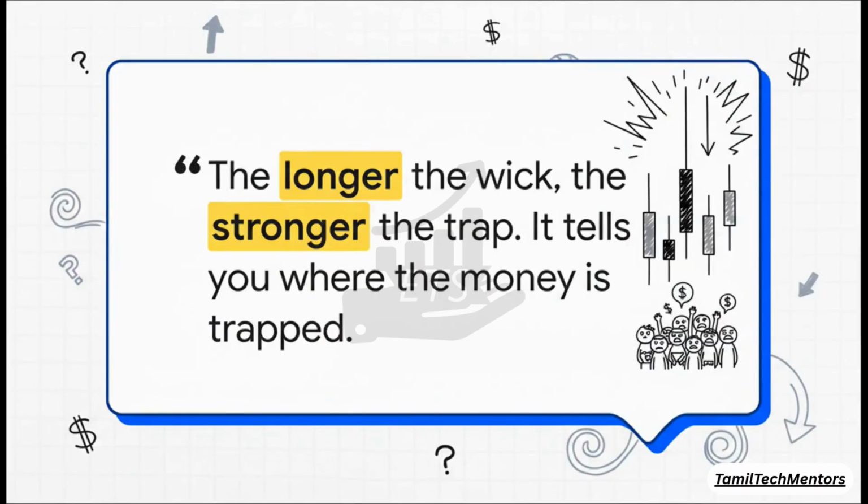And you know what? The longer that wick, the stronger the trap. That wick isn't just some random line on your chart. It's a footprint. It shows you there was an incredibly aggressive rejection. And more importantly, it shows you exactly where tons of other traders are now trapped and hurting. That is your signal for a potentially massive reversal.